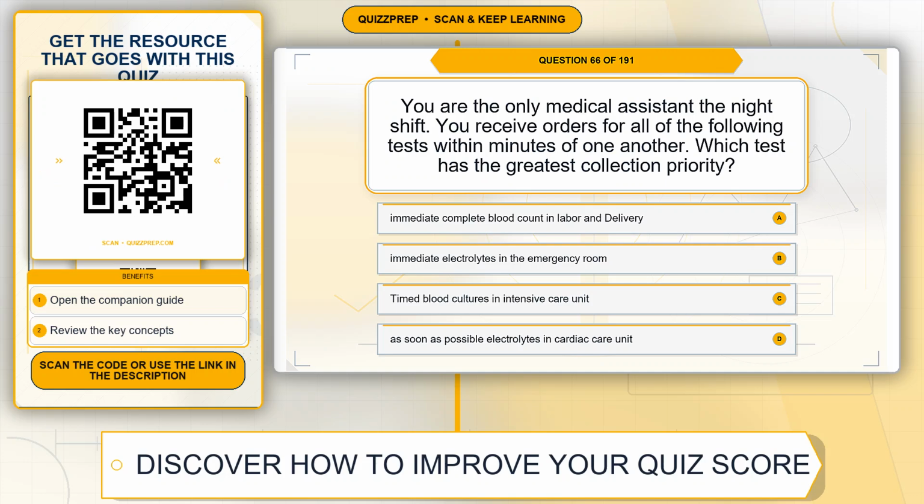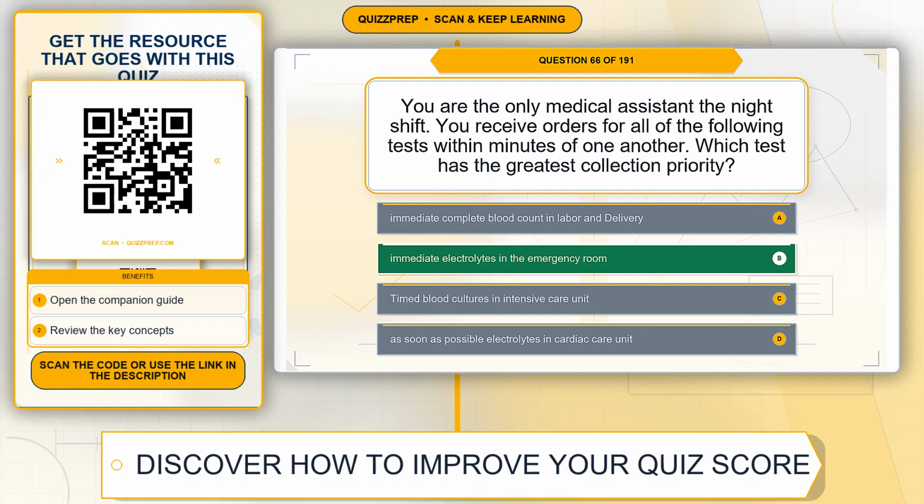Question 66. You are the only medical assistant on the night shift. You receive orders for all of the following tests within minutes of one another. Which test has the greatest collection priority? Option A, immediate complete blood count in labor and delivery. Option B, immediate electrolytes in the emergency room. Option C, timed blood cultures in intensive care unit. Option D, as soon as possible electrolytes in cardiac care unit.